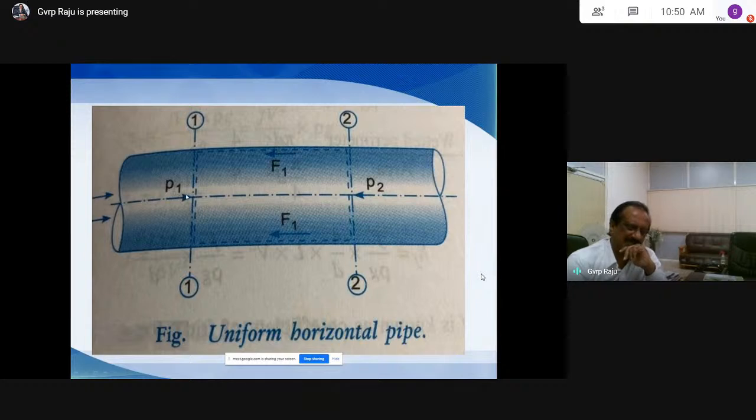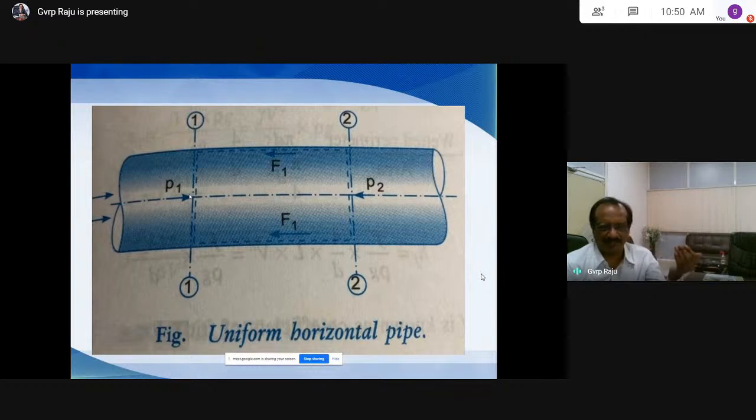Then what is the Bernoulli's equation here? As you know, we discussed yesterday, P1 by W plus V1 square by 2G plus Z1 is equal to P2 by W plus V2 square by 2G plus Z2, taking a real fluid here, plus HL. So HL is a loss of head.